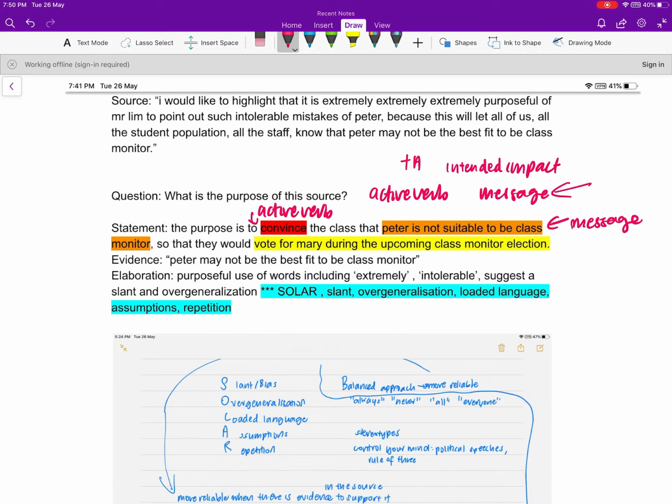So what if Peter is not suitable? So that they will not vote for him in the upcoming class monitor election, which we know from the provenance. So you can kind of understand how we can use the provenance to answer purpose questions. So this is the intended impact. And the target audience is the class.